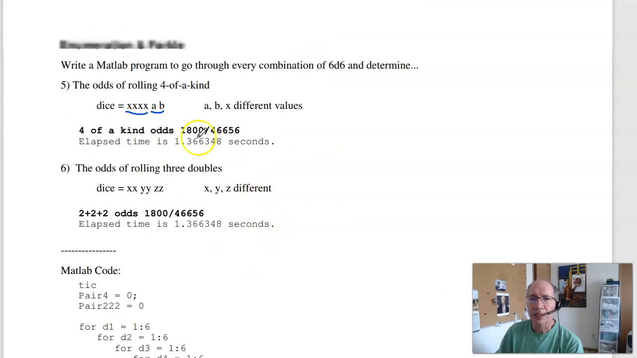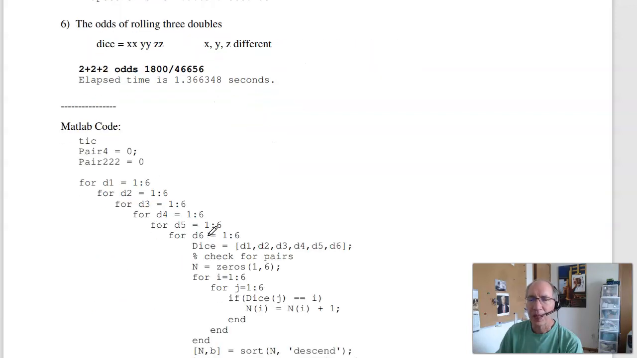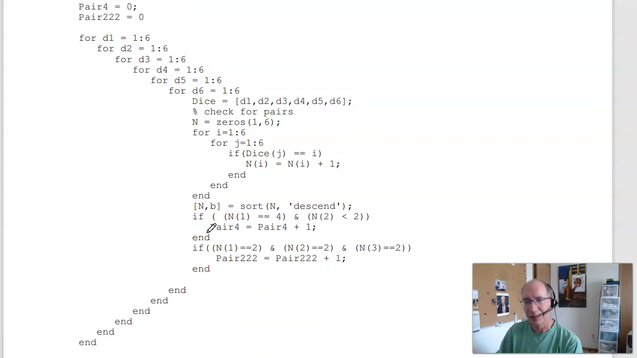If you run that code, here's what I got. It took 1.36 seconds to run. For 4 of a kind, there were 1,800 out of 46,656 total ways you can roll the dice. So that's the probability of 4 of a kind. For 3 doubles, it was also 1,800, which is just a coincidence, with the same amount of time. Something that's not obvious, but with enumeration, you go through every combination and see what the answer is.